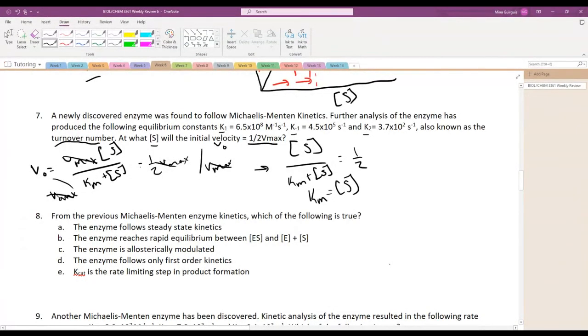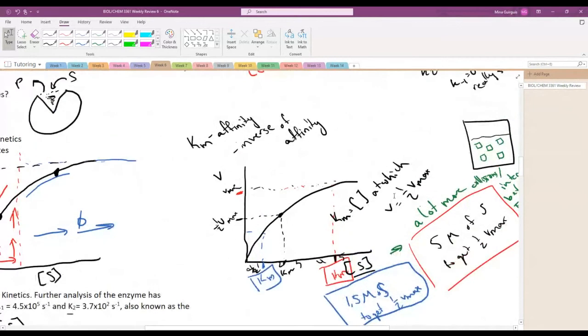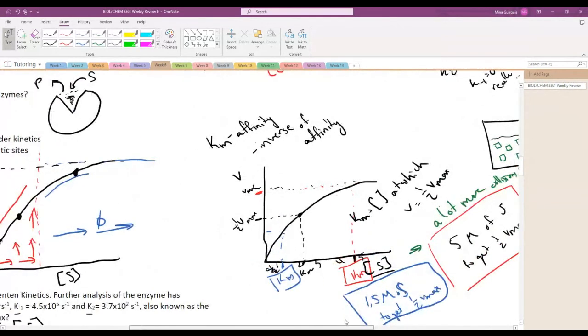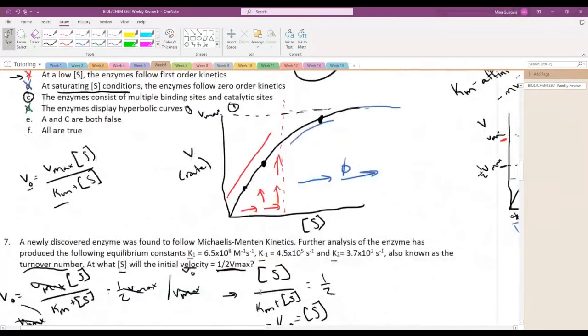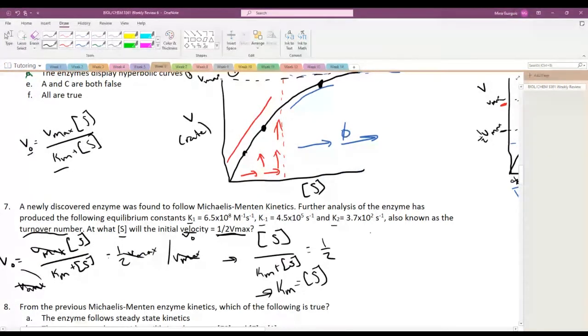In other words, when your velocity is 1/2 the maximum velocity, the concentration is Km. This is literally the definition of the Michaelis constant, right? The concentration at which V equals 1/2 Vmax. Okay? If you forget it, you can always solve it algebraically, no worries. But now let's actually calculate it out.